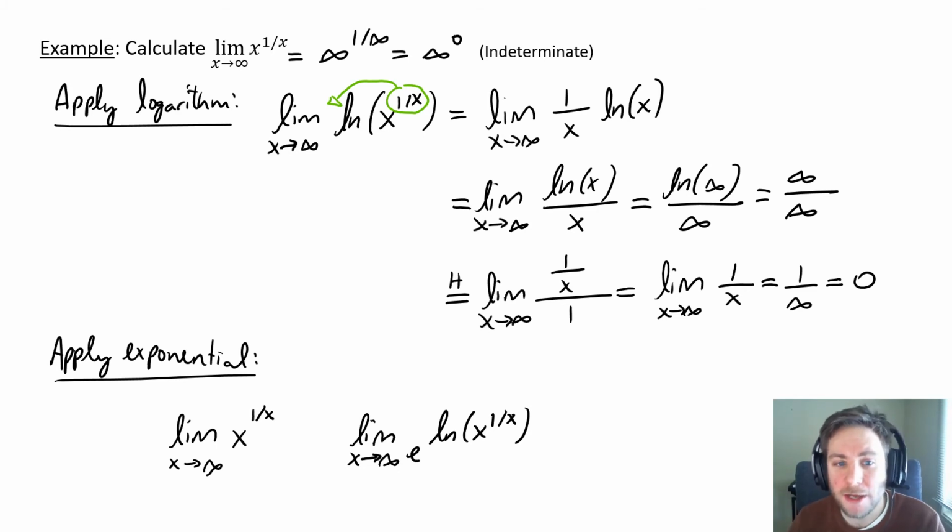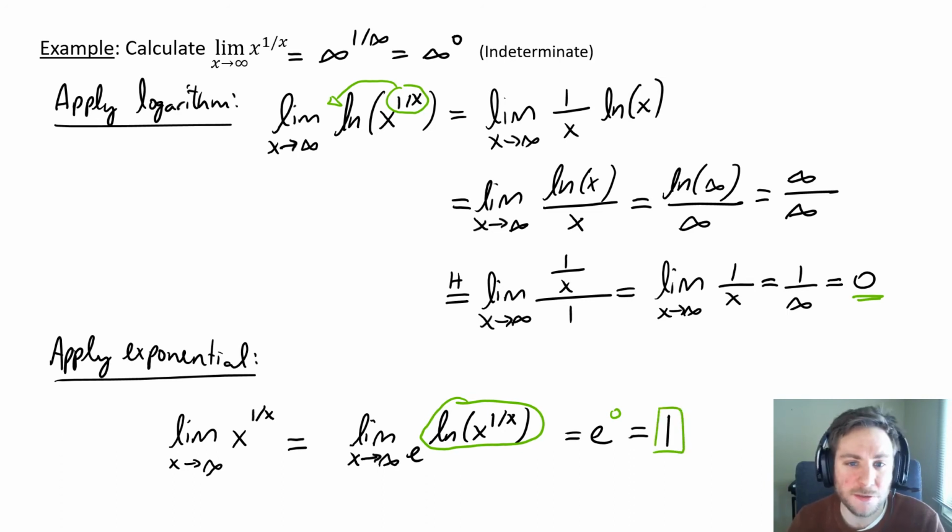As long as we apply both the natural logarithm and the natural exponential, these inverse operations cancel each other out. So we could be assured that these limits are equal in value if we did that. Now we already found the limit of ln x to the 1 over x, and we found that had a value of 0. So after taking the limit, this all results in e to the 0, and e to the 0 is the same thing as 1, and this represents the value of our original limit.